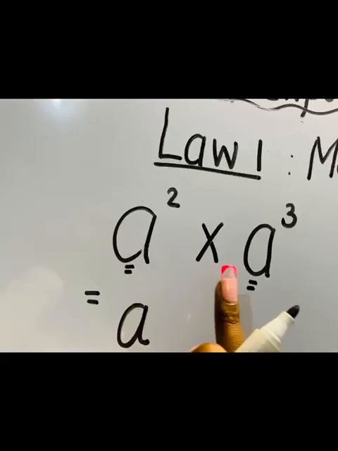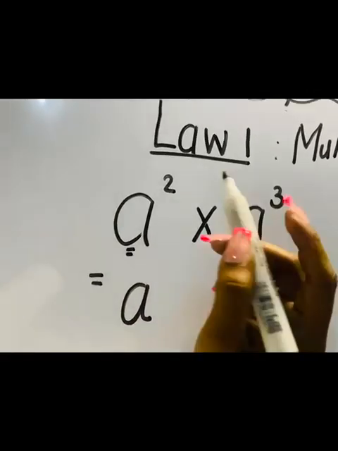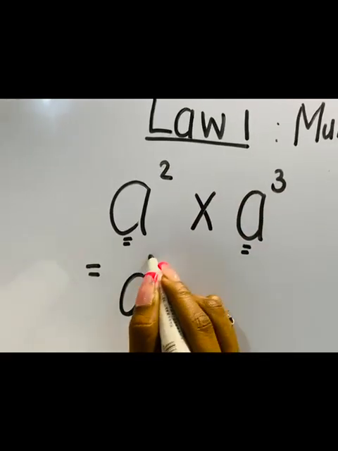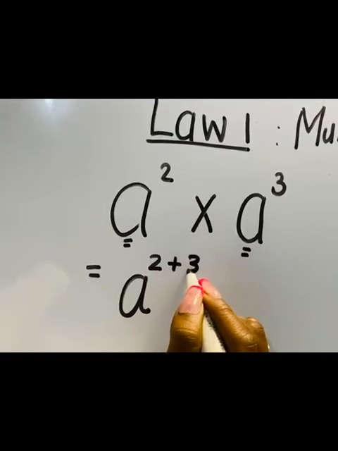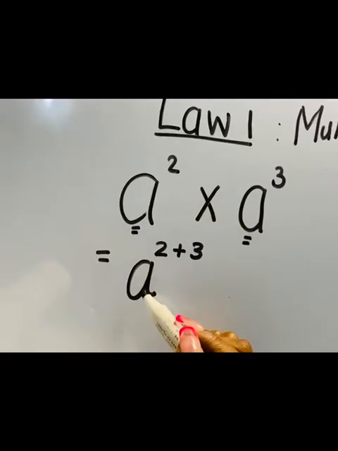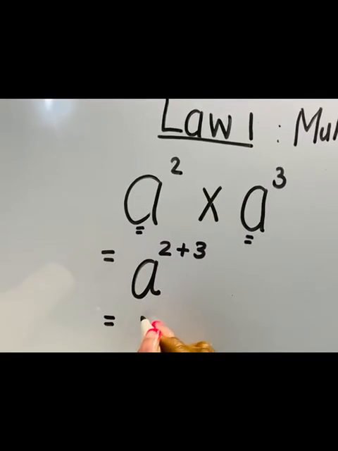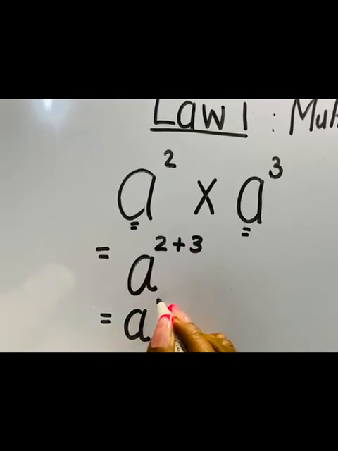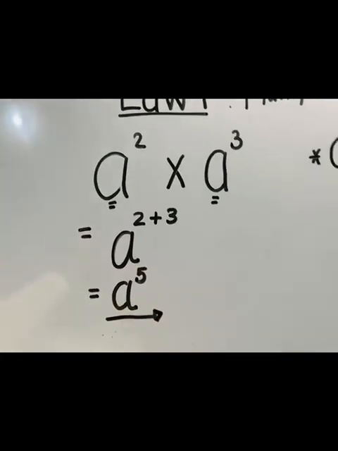And if the bases are the same, then the law also states that we are going to add the two exponents. So we have 2 and we are going to add it to 3. So we check the bases. If they are the same, we keep the base. So this is the base of A that we kept. Right, now let's simplify this. 2 plus 3 is equal to 5. And this is solved. Right.